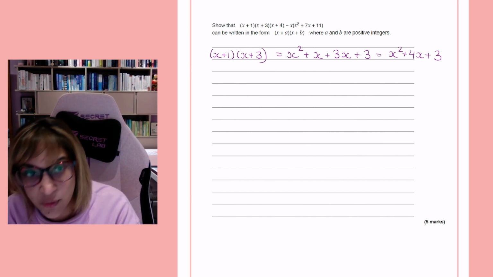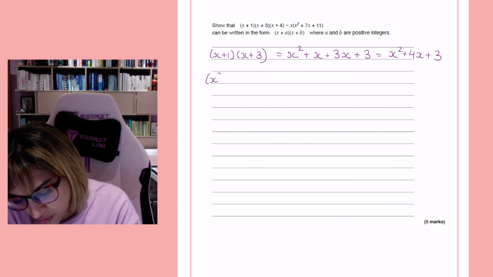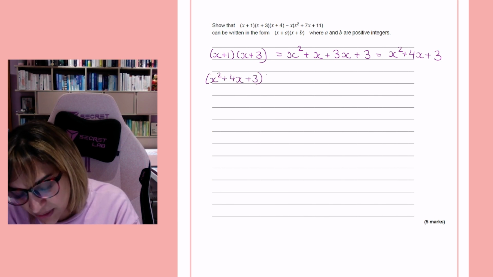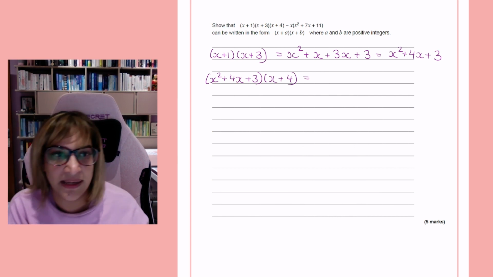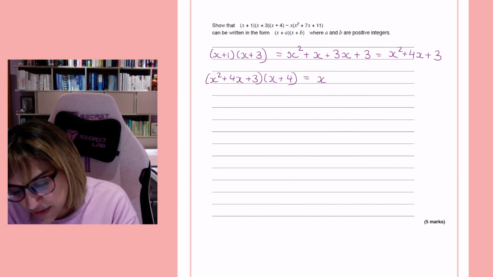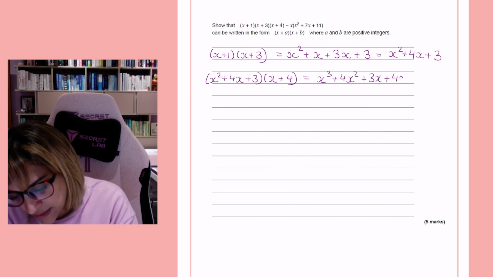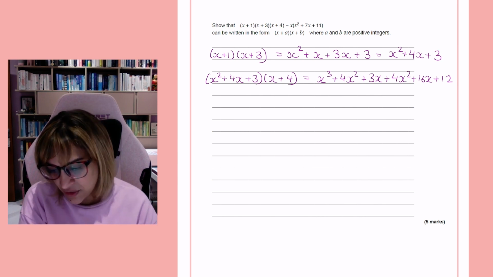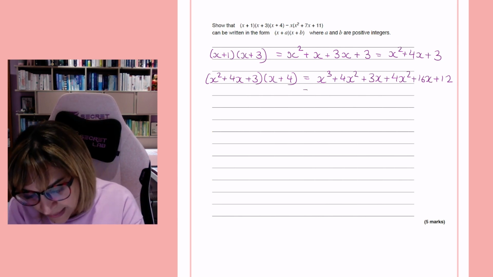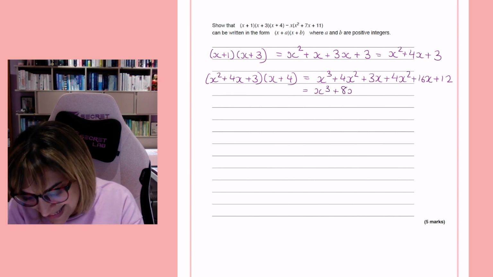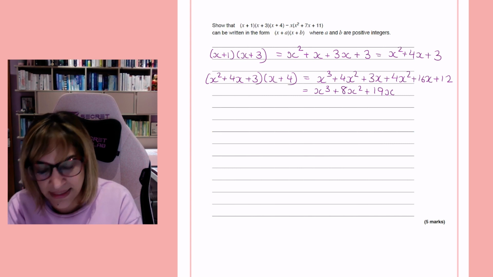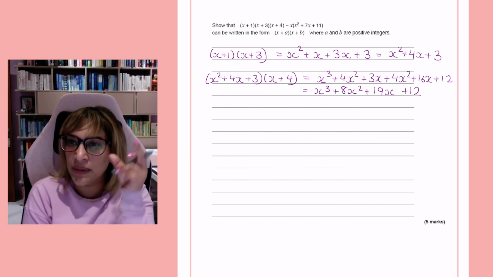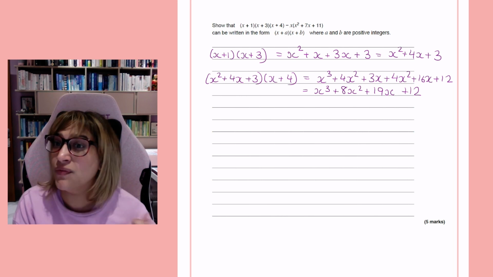I'm now going to take my quadratic, which I've multiplied out, and I'm going to multiply it by x plus 4. And when I do that, I multiply everything by x first. So x cubed plus 4x squared plus 3x plus 4x squared plus 16x plus 12. Right, and then you're going to simplify that. So altogether you end up with x cubed plus 8x squared plus 19x plus 12. Right, so that's opening out that first batch. Now altogether you've now got 3 marks.